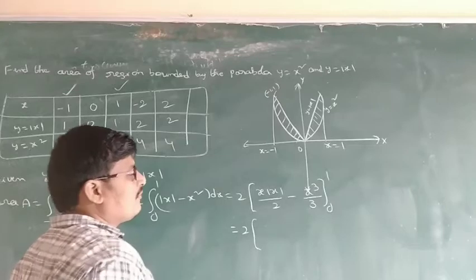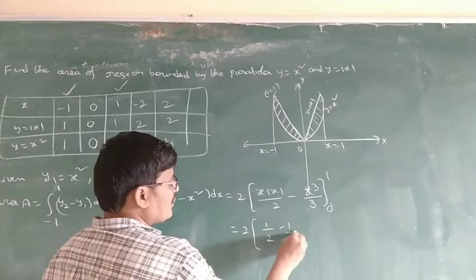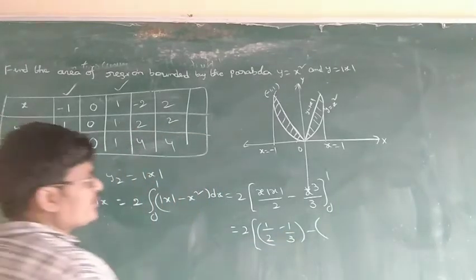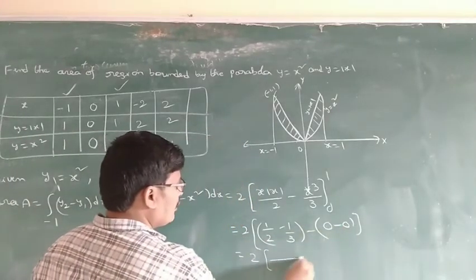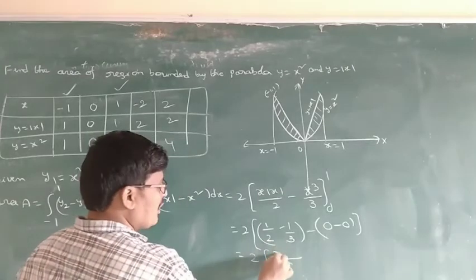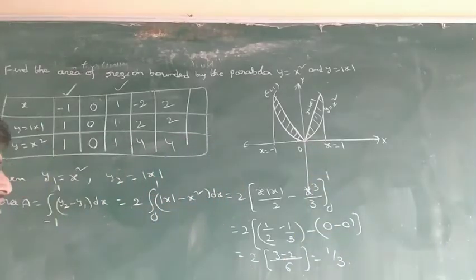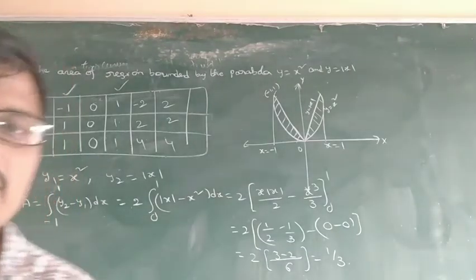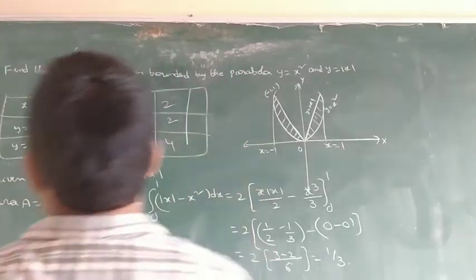2 into, first upper limit 1, 1 into 1 by 2 minus 1 by 3, and the lower limit 0 gives 0. So that is equal to 2 into, LCM 6, 3 minus 2, so that is equal to 1 by 3. 1 by 3 is the area of the given problem. Okay, this is an important one.